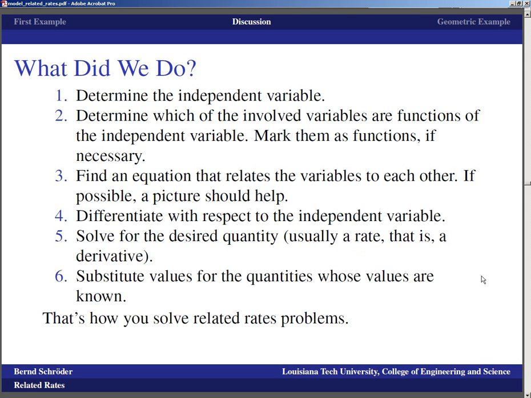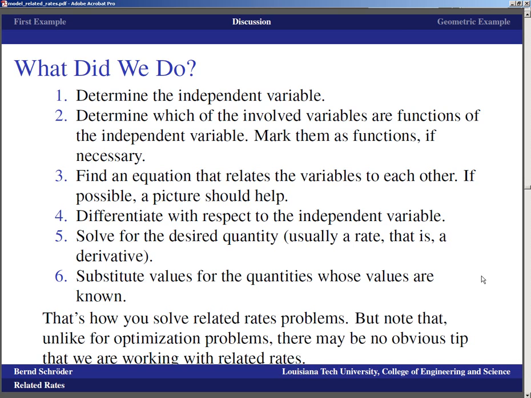It's just like optimization problems. You really have to think about what kinds of formulas you have to use. You may have to derive some formulas, and you have to keep thinking of the meaning of the various entities in the formulas. But also note that unlike for optimization problems, there really is no obvious tip that we're working with related rates. In an optimization problem, find the best, find the maximum, find the minimum, find the optimal, that kind of thing tells us what we have to do. For related rates, maybe the question that you're looking for a rate is a tip-off.